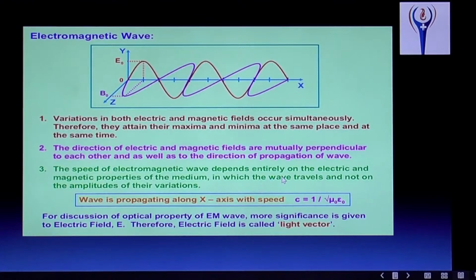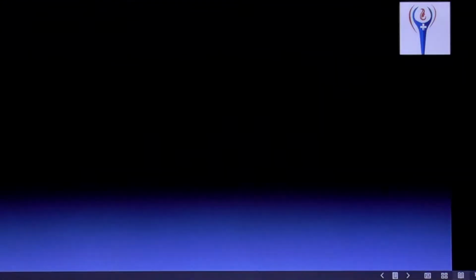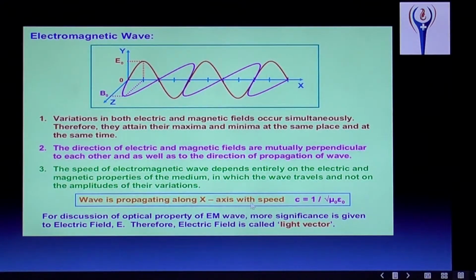And the speed of electromagnetic wave depends entirely on the electric and magnetic properties of the medium. Therefore, C equal to 1 by square root of mu naught epsilon naught. And wave is propagating along x-axis with that speed. That already we have discussed. That is, velocity of wave in a vacuum is C equal to 1 by square root of mu naught epsilon naught. Mu naught is the permeability of free space or vacuum, and epsilon naught is the permittivity of free space or vacuum. This is the velocity of the electromagnetic wave in the vacuum or air.